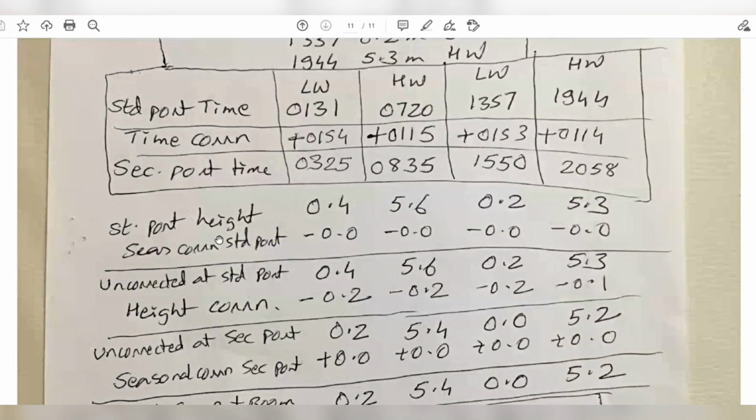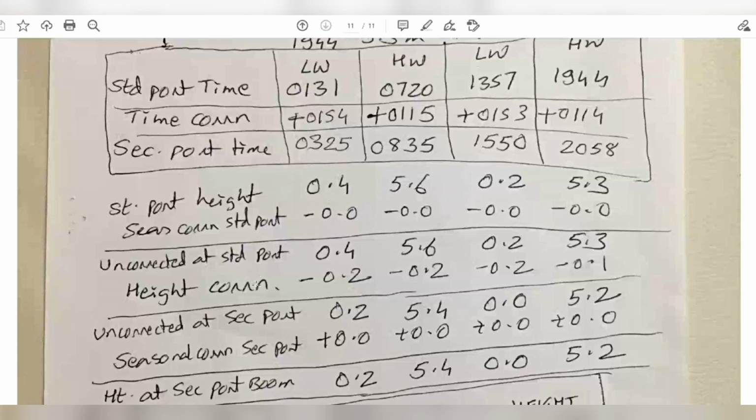So what I'm saying here is you subtract the correction with the sign. You put it inside a bracket, plus or minus, whatever you're getting, put it inside the bracket. Yes, understood. So now you go to the next one. What have you got uncorrected at standard port? The same value you're getting, because it was just 0.